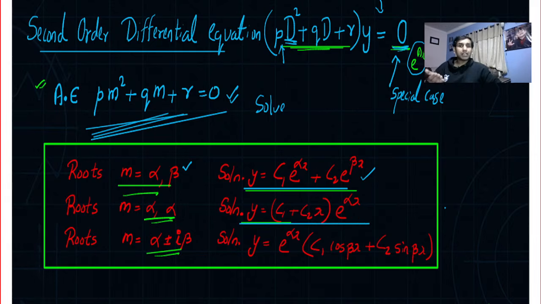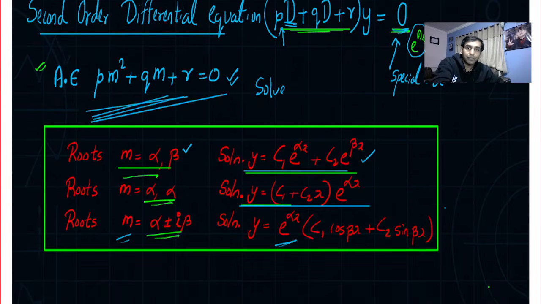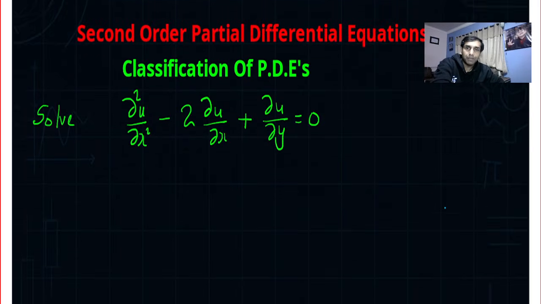Some of you might have learned the method of undetermined coefficients. If you know that method, you can apply it, but that will make the process very long. This is more efficient because as an engineering student, your aim is to get the solution as soon as possible. And if the roots are complex, something like alpha plus i beta, alpha minus i beta, then this will be the solution. Anyway, let's go for the problem.